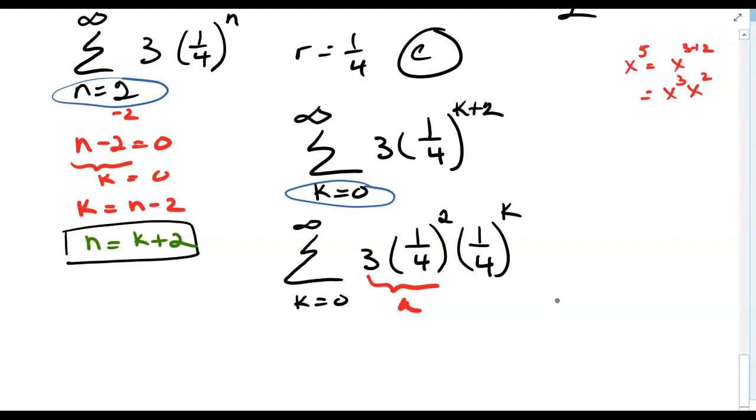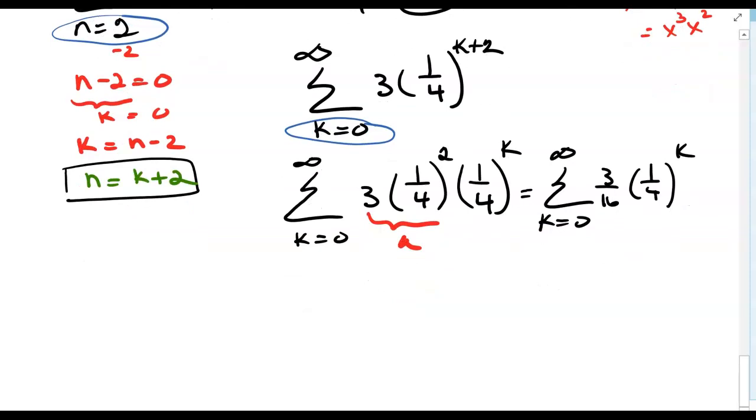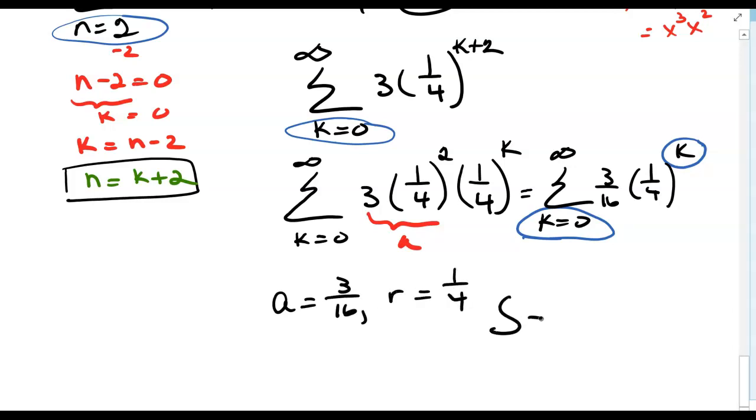So that's going to give me the summation k equaling 0 to infinity of 3/16 times 1/4 to the k. Now it is in a format, because what did I need? I need this to be 0, and I need that just to be k. It can't be k plus 2. So once you do the little rearranging there, my a is 3/16, my r is 1/4, and that is all you need for the summation.